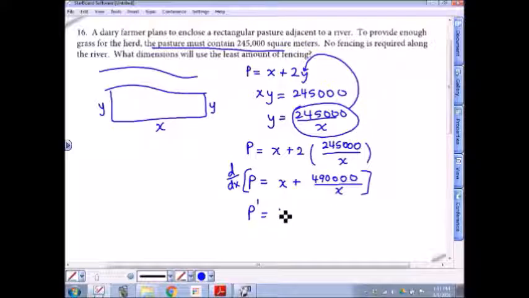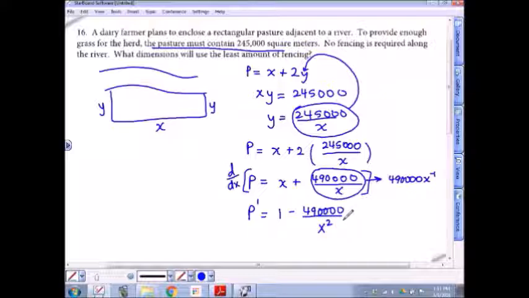So we're going to get P prime equals 1. Now, this here might be easier to move the x up to the top and think about it as 490,000 times x to the negative 1. So when you take the derivative, remember the negative 1 will drop down, making that a negative 490,000. And it would decrease the exponent by 1, so it would now be a negative 2. So you're going to get negative 490,000 all over x squared. So there's the derivative of the perimeter.